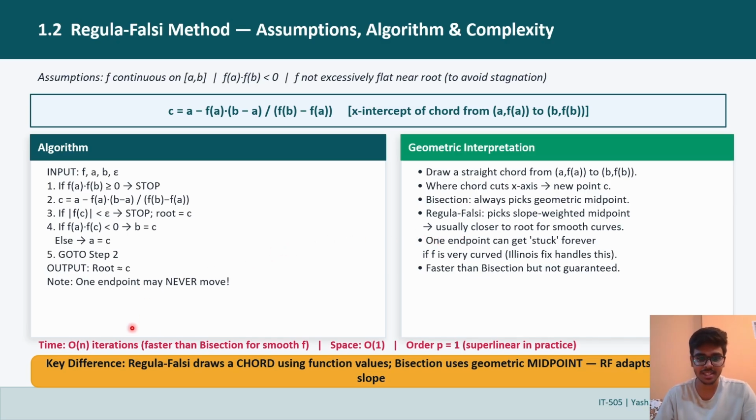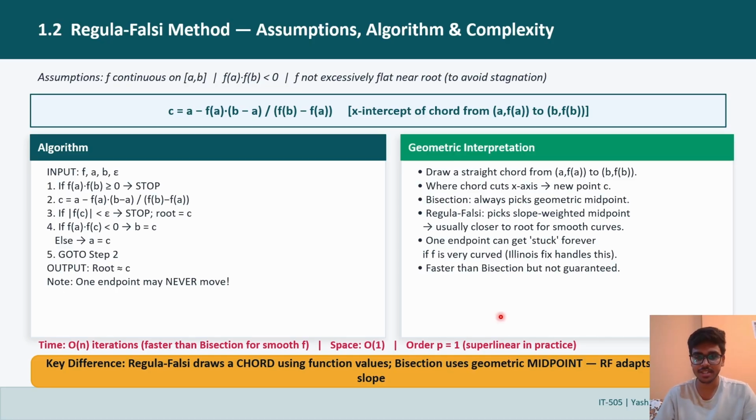The time complexity is O(n), which is faster than bisection for smooth functions. Space is O(1). The order of convergence is 1, meaning linear, though in practice it often behaves superlinearly.